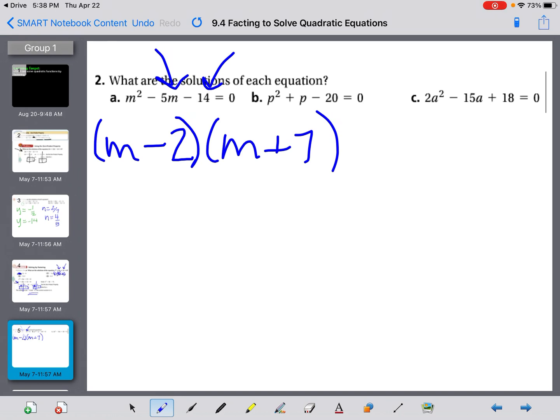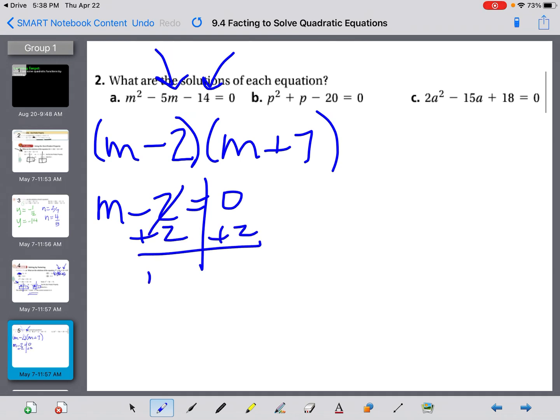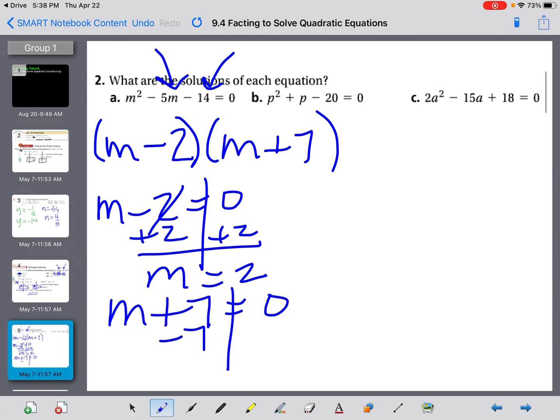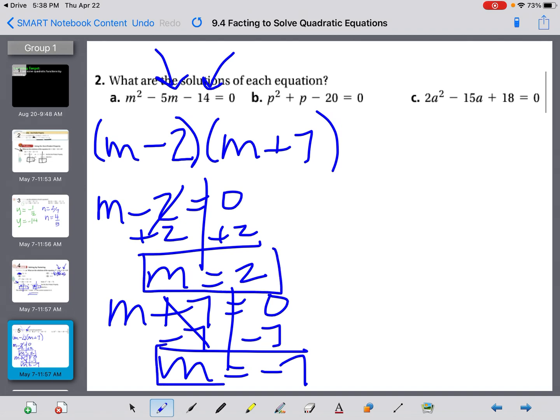Okay, then I'm still not finished. I need to use that zero product property to take each one of these individually and set them equal to 0. So m minus 2 equals 0, which means I'll have to add 2 to both sides, and I'll find out that m is 2. Then I'm going to take my m plus 7 and set that equal to 0. And to get the m alone, I subtract 7, and I find out that m is equal to -7. So my two answers for that one are m equals 2 and m equals -7.